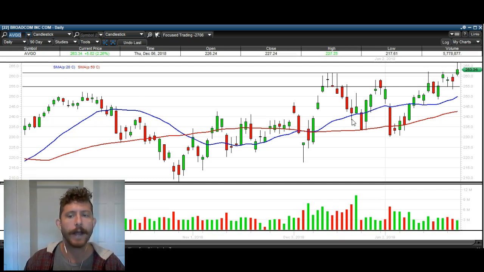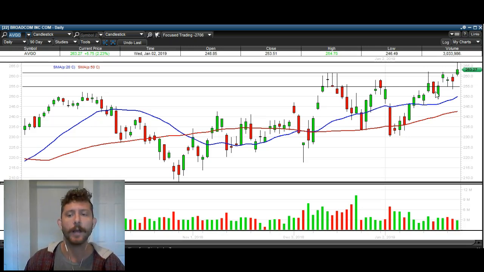All right? And now that we're seeing some strength in the market, AVGO is seeing a nice move higher as well. And today we're closing over some resistance as well. You can see it was resistance there, right here, and we're closing over that resistance today.